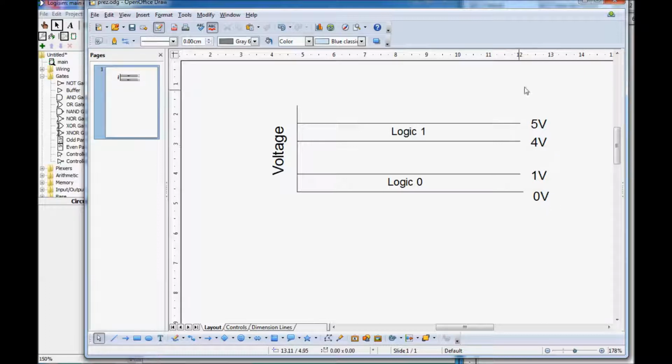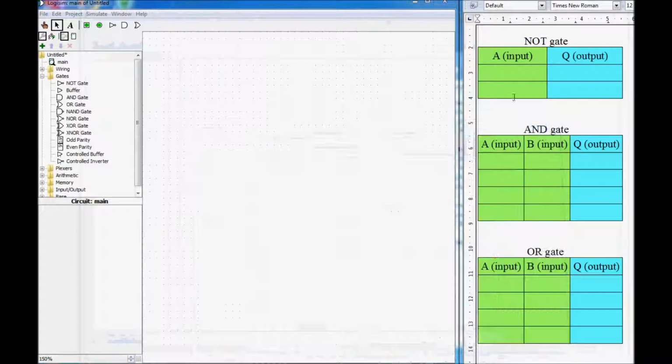But in this case I only made these graphics for the purpose of explanation, so that you would understand that a logical 0 level is not exactly 0 volts, and a logical 1 level is not exactly 5 volts, but these values are in some kind of range. Okay, now that I have explained what those logical 0 levels and logical 1 levels are, we will continue with our gates.